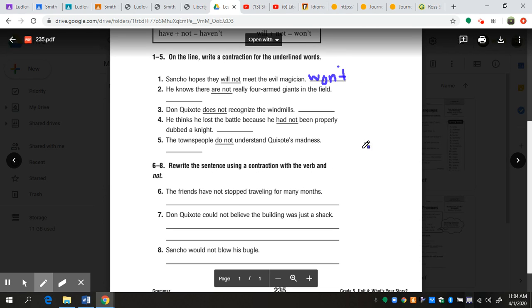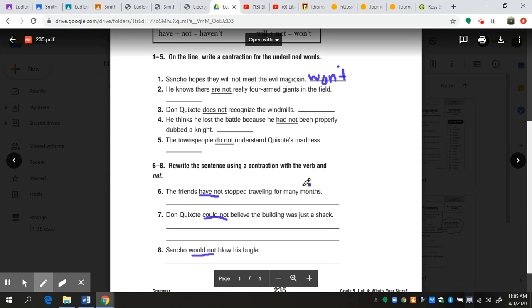Okay, excellent. For 6 through 8, you are going to rewrite the sentence using the contraction instead of what they have here. So to make this easier, I'm going to underline the ones that you need to turn into contractions. This way, there is no confusion. So once again, it's very difficult for me to write on this, so I will not be writing out the whole sentence. I will just write the contraction for number 6.